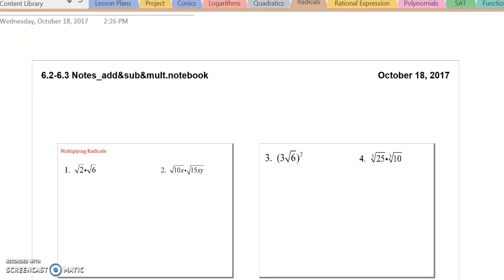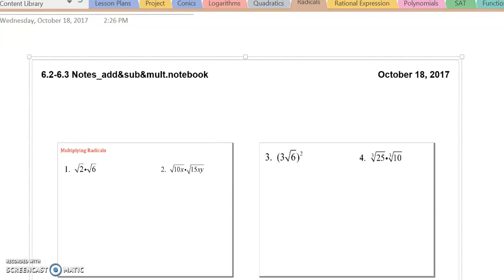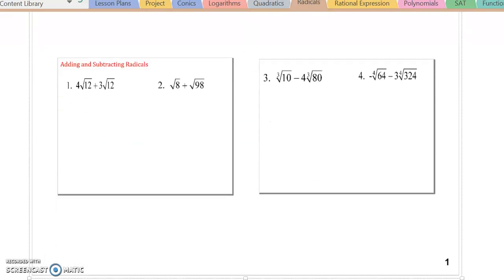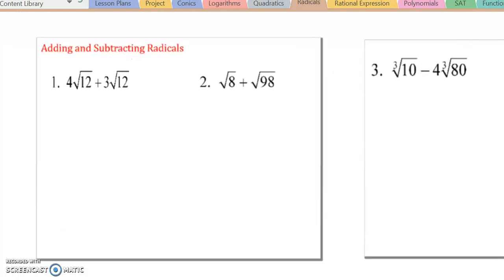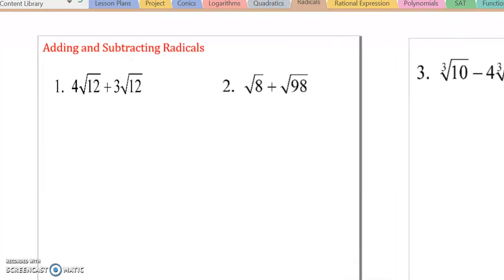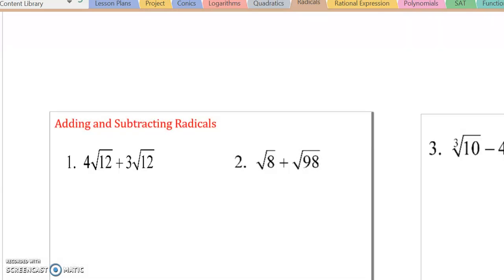Hello, you're going to open PDF B and find the notes on adding and subtracting radicals. It may start here. What we're going to do is scroll down a little bit and do adding first. I just think it's easier. Adding radicals is like adding variables.